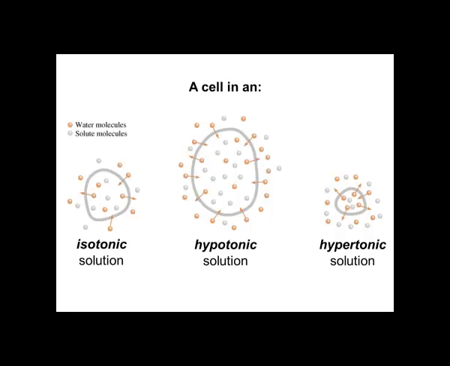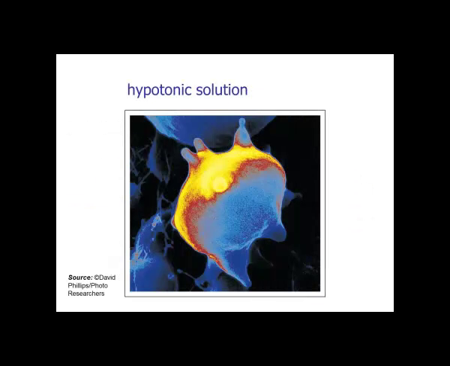Here's a picture of cells in an isotonic solution, meaning that the osmotic pressure is the same inside and outside of the cell, a hypotonic one which causes the cell to swell, and a hypertonic one which causes the cell to shrink or collapse. Here are some photomicrographs showing the same thing.